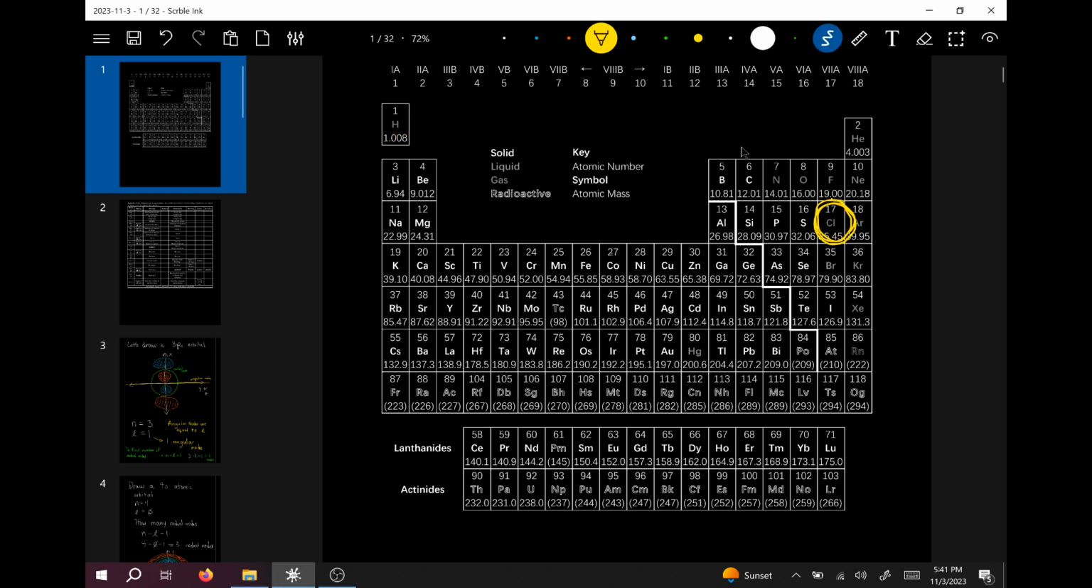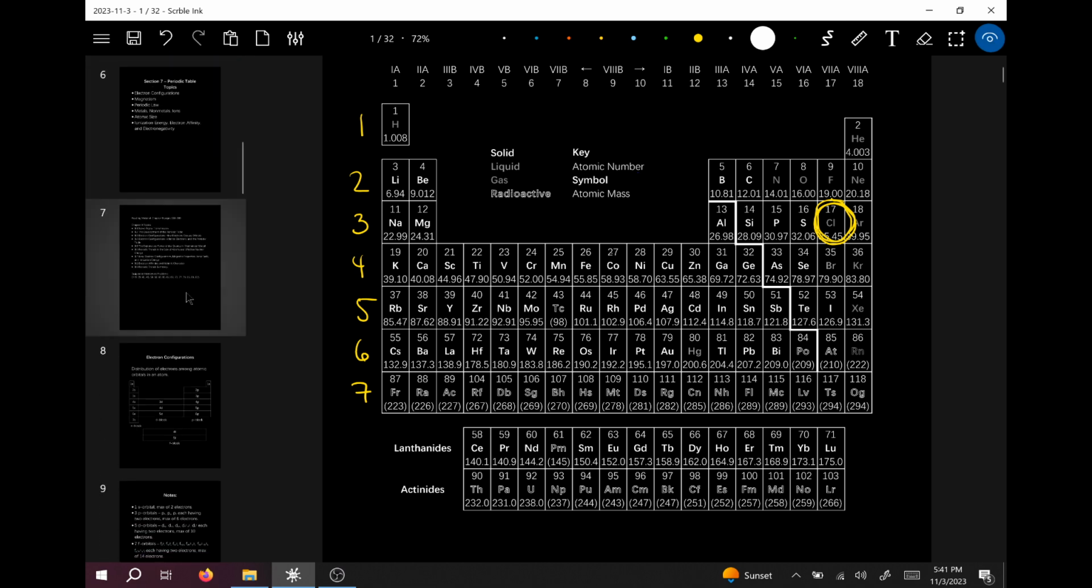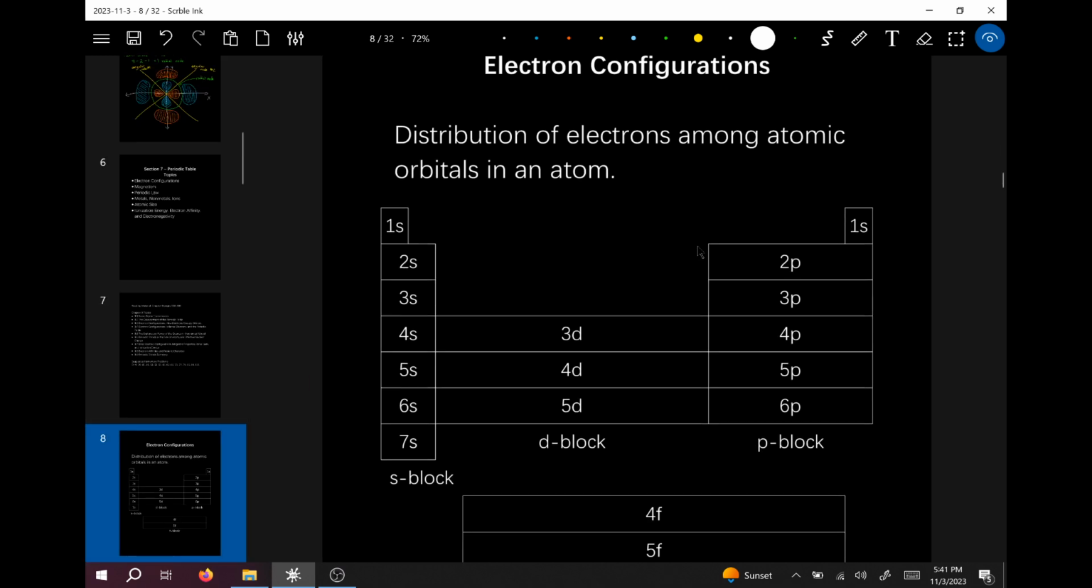Now what I'm going to do here is write some numbers like this: 1, 2, 3, 4, 5, 6, 7. The numbers here are the principal quantum number. So if I go back to the very beginning of my notes, all I've done is put numbers on the left so that I can assign specifically what the principal quantum number is for that L value for that atomic orbital.